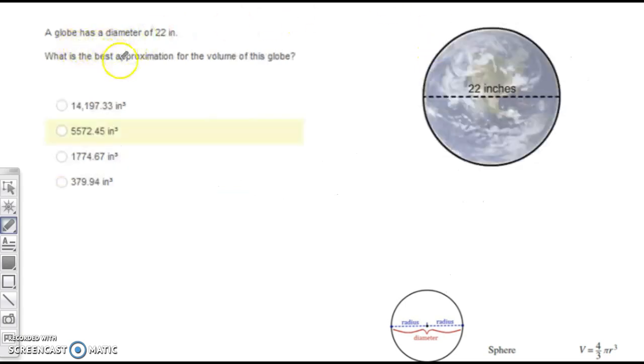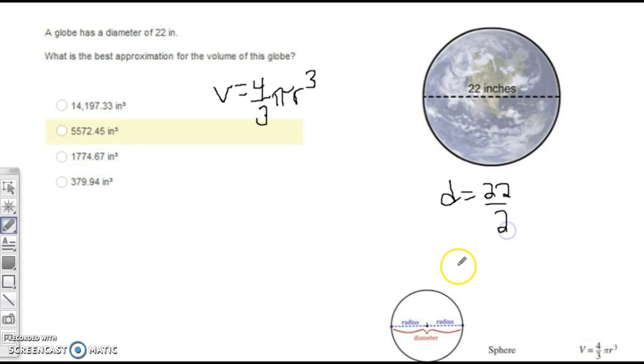All right, a globe has a diameter of 22. What is the best approximation for the volume of this globe? So you have to know that a globe is a sphere. It never uses the word sphere. You just have to know that a globe is a 3-dimensional circle. It's a sphere. It's like a ball. So we are going to use the same formula. Volume equals 4/3 pi times radius cubed. We're given the diameter, so we want to cut that in half to turn it into a radius. And then we can plug it all in.